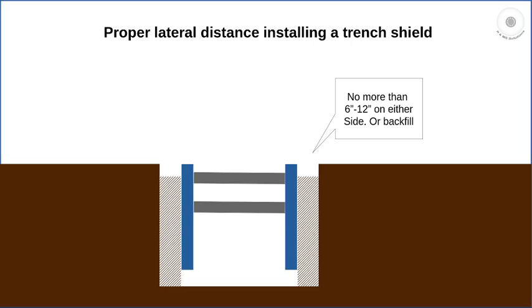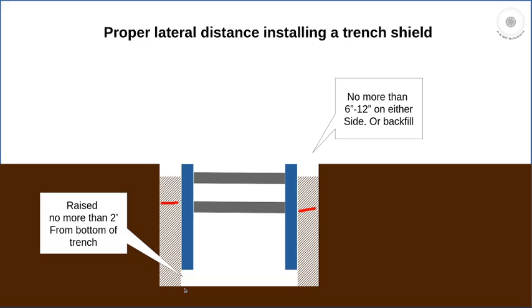So that's the requirement. You can't have a great deal of distance on your sides when you're dealing with trench shields. It has to be pretty much installed almost flush with the trench walls, plus or minus, give or take 6 inches on each side.